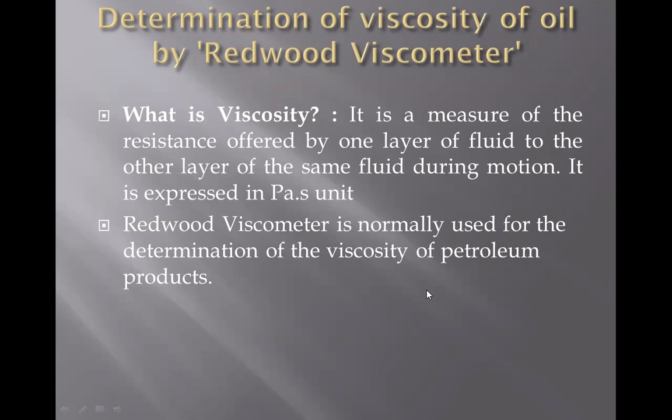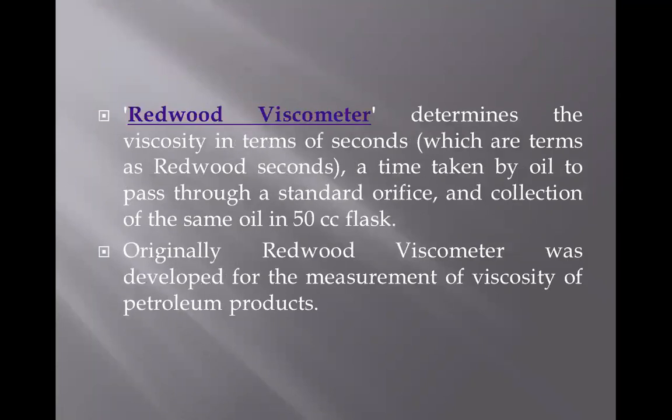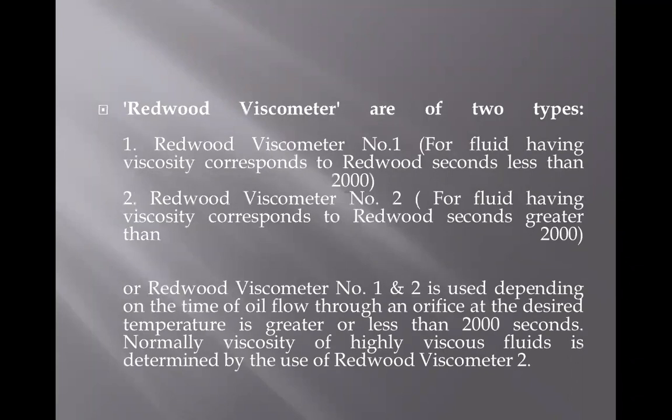Redwood viscometer is normally used for determination of viscosity of petroleum products like oil, petrol, diesel, kerosene. We must know the viscosity, and for that we are using the Redwood viscometer. So the Redwood viscometer determines the viscosity in terms of seconds, which are termed as Redwood seconds: the time taken by oil to pass through a standard orifice and collection of the same oil in a 50 cubic centimeter flask. Originally, Redwood viscometer was developed for the measurement of viscosity of petroleum products.